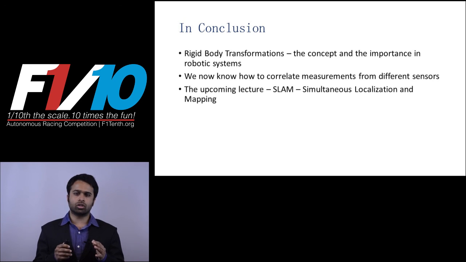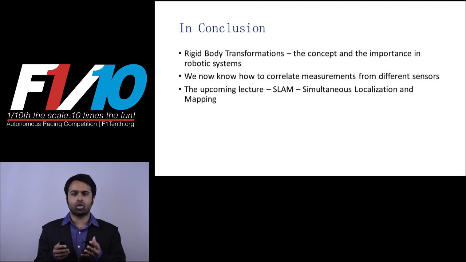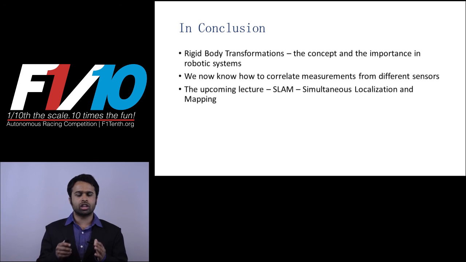You have learned now the concept of rigid body transformations and their importance in robotic systems. The important thing is that you also know how it is handled in ROS. In the upcoming lecture, you will be learning the SLAM algorithm. Make sure you understand the concepts that were just covered. Make sure you know your way around ROS and its TF debugging tools.